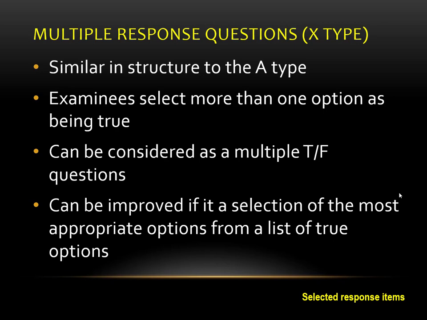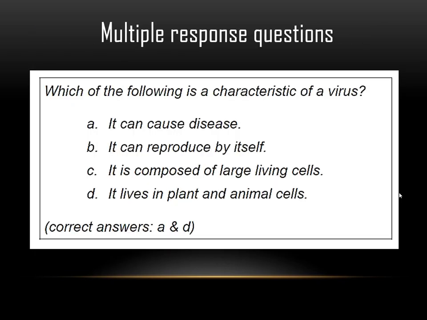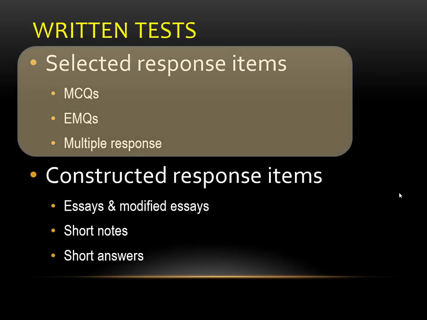So you have a list of true options, which are 5. Then we ask you to select the most appropriate 2 or 3 or whatever. This is a modification. For example, which of the following is the characteristic of a virus? And then the correct answers are A and D. It can cause disease. It lives in plant and animal cells. So these are the written tests, which are called the selected response items.